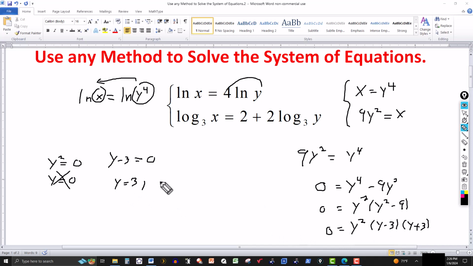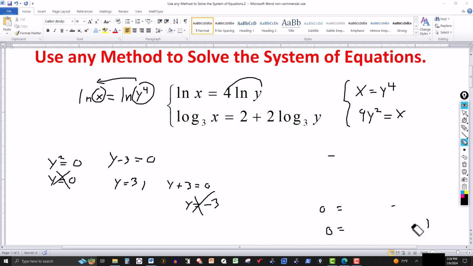And the next one we have is y plus 3 can be 0. Which means if I solve that, y has to be negative 3. But again, here on this one I have the natural log of y. Y is negative 3. This one again can't work. This is out. Throw that away. So the only possible solution that we can have to start off with is that y can be 3.